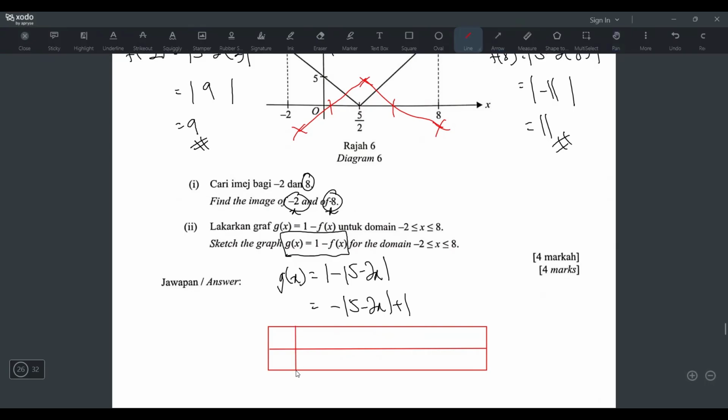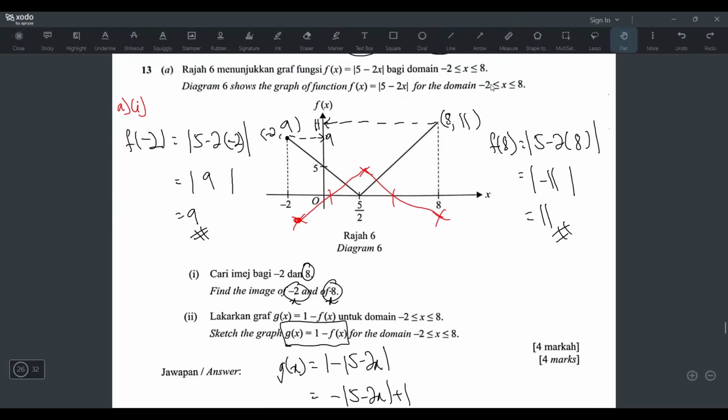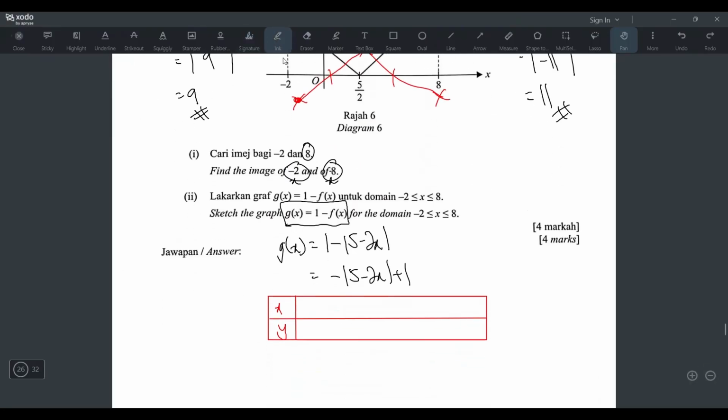Of course you need the first point. Let's write x, y here. You need the first point, which is this point right here, right? But how do you find it? You have to substitute x as negative 2. You understand? Because you're drawing for the domain x between negative 2 and 8. So of course the leftmost point, the first point, will be x equals negative 2. So you substitute negative 2 here.